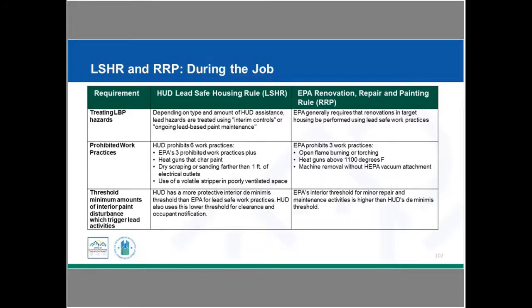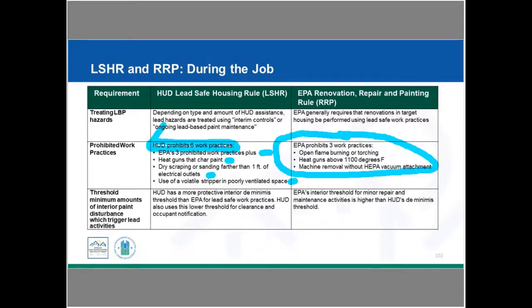The EPA has established 3 prohibited practices that are not safe. In the case of HUD, they not only include the EPA's 3 prohibited work practices, but they also specifically call out heat guns that are charring paint, dry scraping or sanding in a 1-foot area around electrical outlets, and also the use of volatile strippers in poorly ventilated space. So again, if we have contractors that have not worked under HUD, they may be thinking that the EPA list is all they have to deal with, when actually it's the EPA plus these 3 additional prohibited work practices.